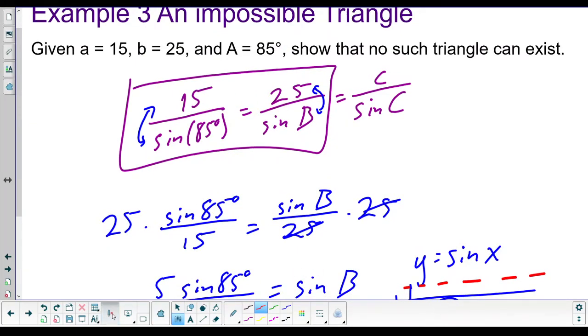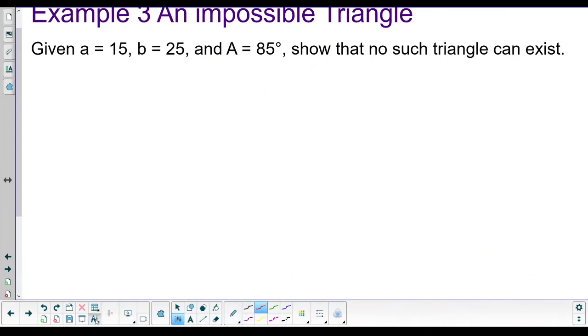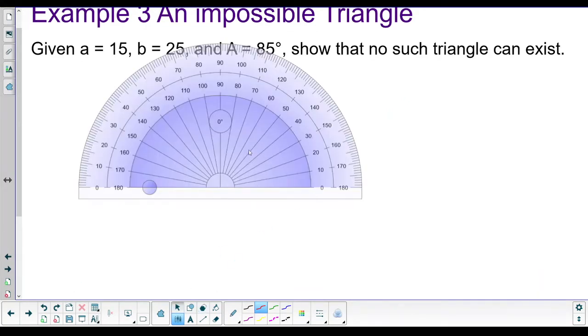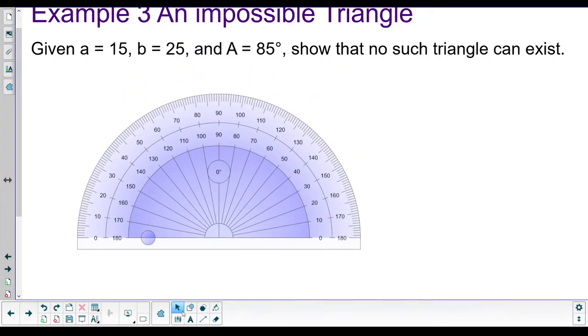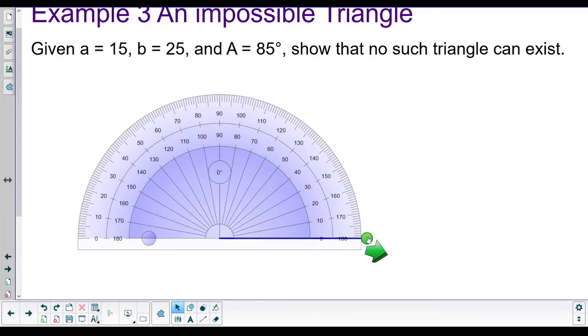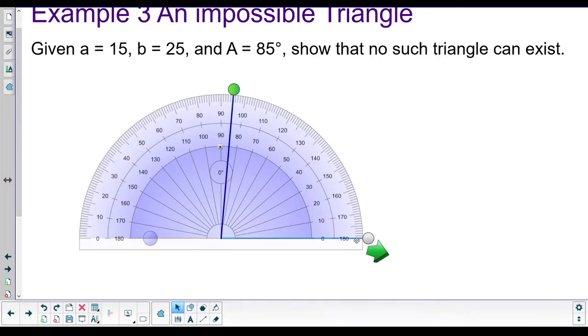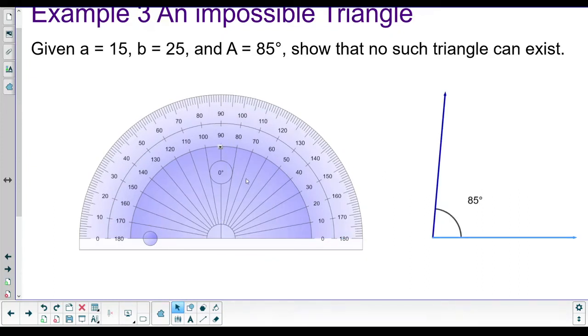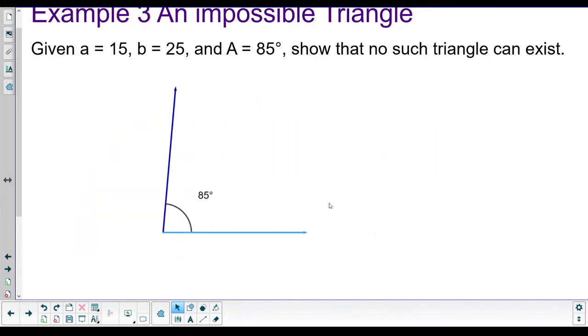So let me clear this. And let's grab a protractor. Can I move this? I can move it. Okay. So what we want is an angle of about 85 degrees. Oh, actually, watch this. Yeah, there we go. Okay. So that's 85 degrees. Oh, that's not what I wanted. Spit it out. There we go. Okay. Let's get rid of this. Delete. Here's our angle of 85 degrees.